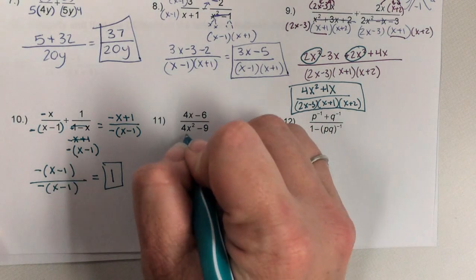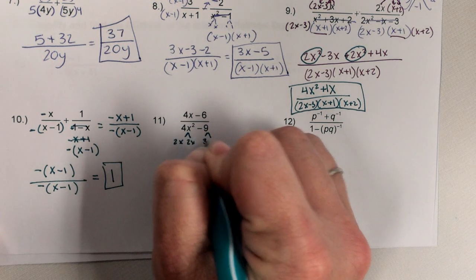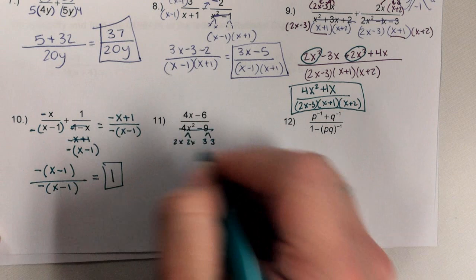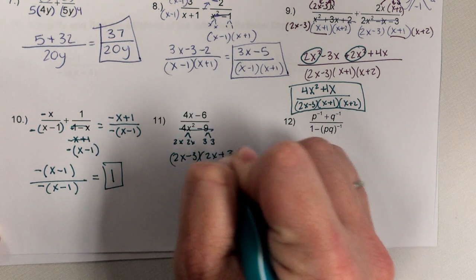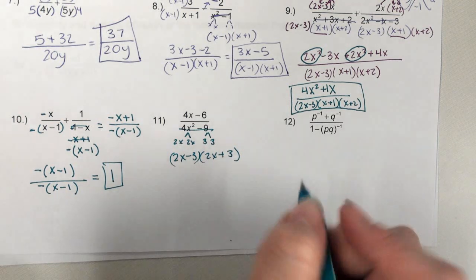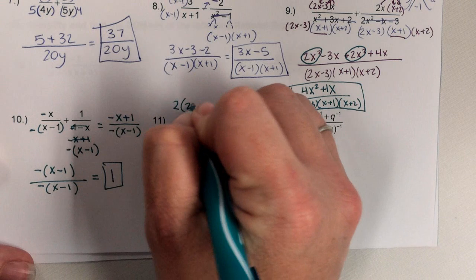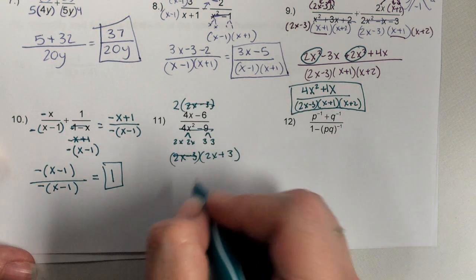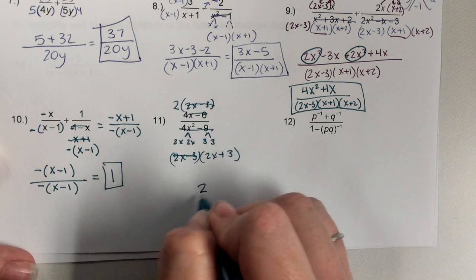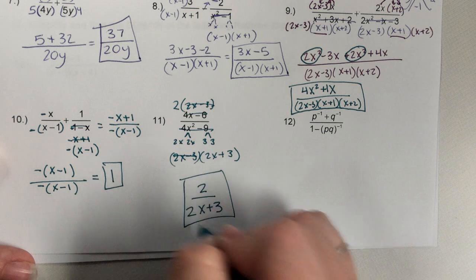Here, this is a perfect square minus a perfect square. 2x, 2x, 3, 3. So I can rewrite this as 2x minus 3, 2x plus 3. And I can also take out a GCF up here of 2. And when I take that out, I'm left with 2x minus 3. So my 2x minus 3 is canceled, and I'm left with 2 over 2x plus 3. And remember, those 2's do not cancel because it's a whole factor.